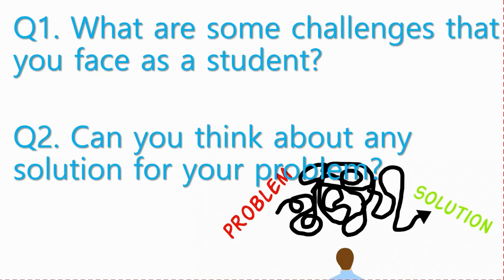So the first question you can answer is, what are some challenges that you face as a student? Perhaps you have problems with your school life or your personal relationships or maybe your job, right? So tell me about your problems and your challenges. You can just answer in a short sentence or maybe a short paragraph, and please write in full sentences. Okay, and question number 2. Can you think of any solution for your problem? It's difficult to find a solution for your own problem, but let's think about it and talk about it together. So in order to solve your problem, which is the answer to the first question, tell me about your own solutions.